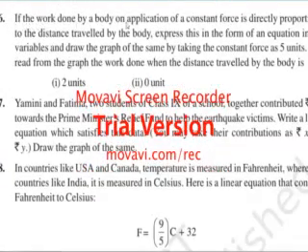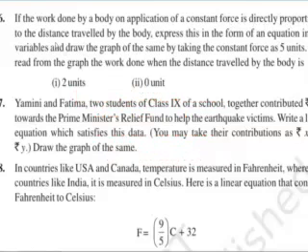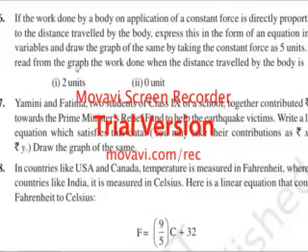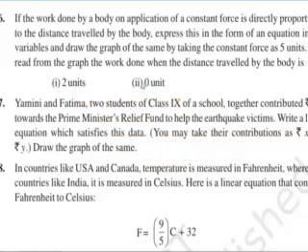If the work done by a body on application of a constant force is directly proportional to the distance traveled by the body, express this in the form of an equation in two variables and draw the graph of the same by taking the constant force as 5 units. Also read from the graph the work done when the distance traveled by the body is 2 units. Okay, that means when the distance is 2 units, then what is the work done? When the distance is 0 units, then what is the work done?